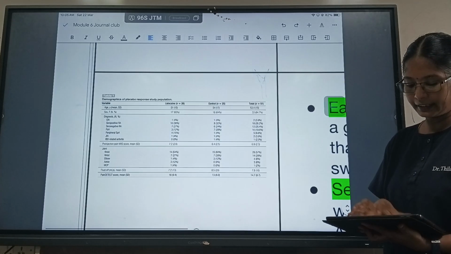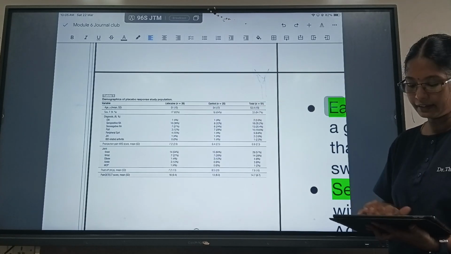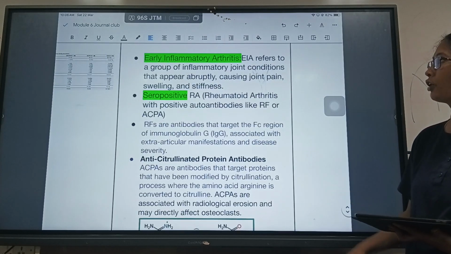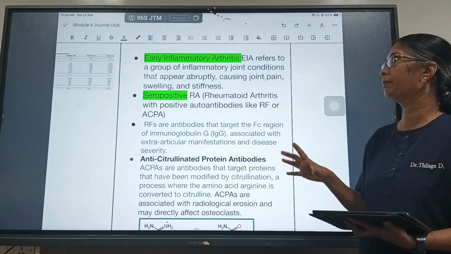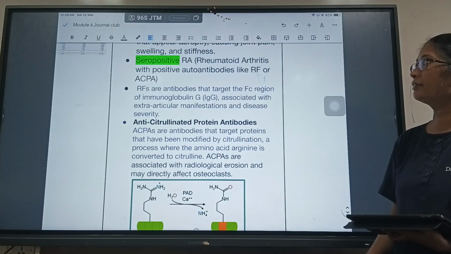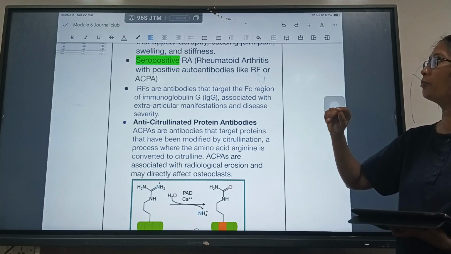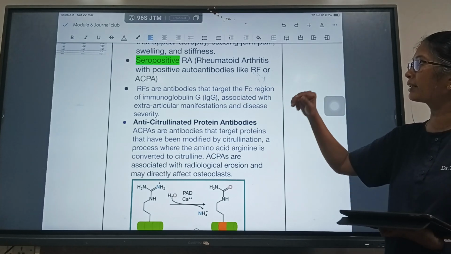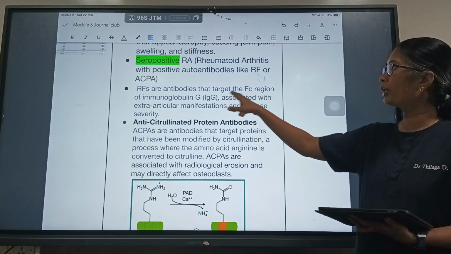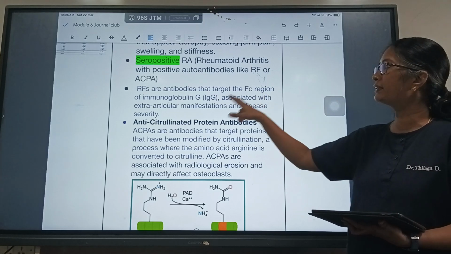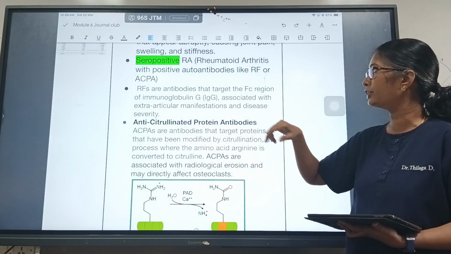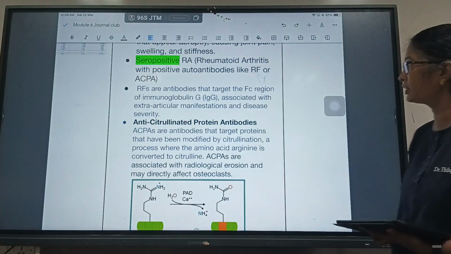And they have used some criteria for assessing their pain. In that they have used early inflammatory arthritis, which refers to a group of inflammatory joint conditions which appear abruptly and cause joint pain, swelling and stiffness. Seropositive RA, which is rheumatoid arthritis with positive antibodies like RF, rheumatoid factor, and ACPA, anti-citrullinated protein antibodies. RF antibodies target the Fc region of immunoglobulin G. We know the immunoglobulin structure; in that, this targets the Fc region. It is associated with extra-articular manifestations and disease severity.